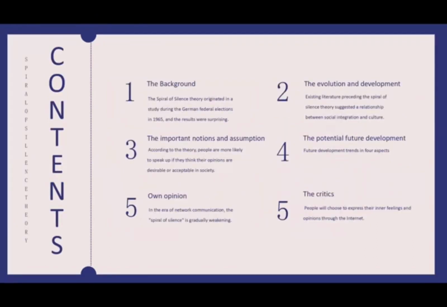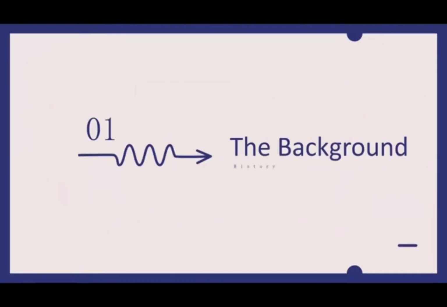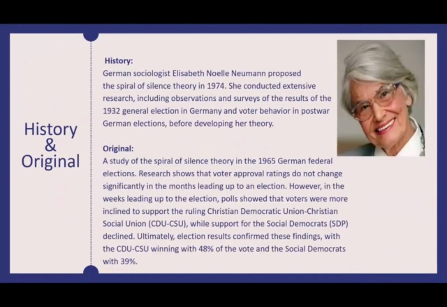Here are the contents. We will separate this theory into 6 parts. The first one, I will talk about the background. The history is that the German psychologist Elisabeth Noelle-Neumann proposed the spiral of silence theory in 1974.